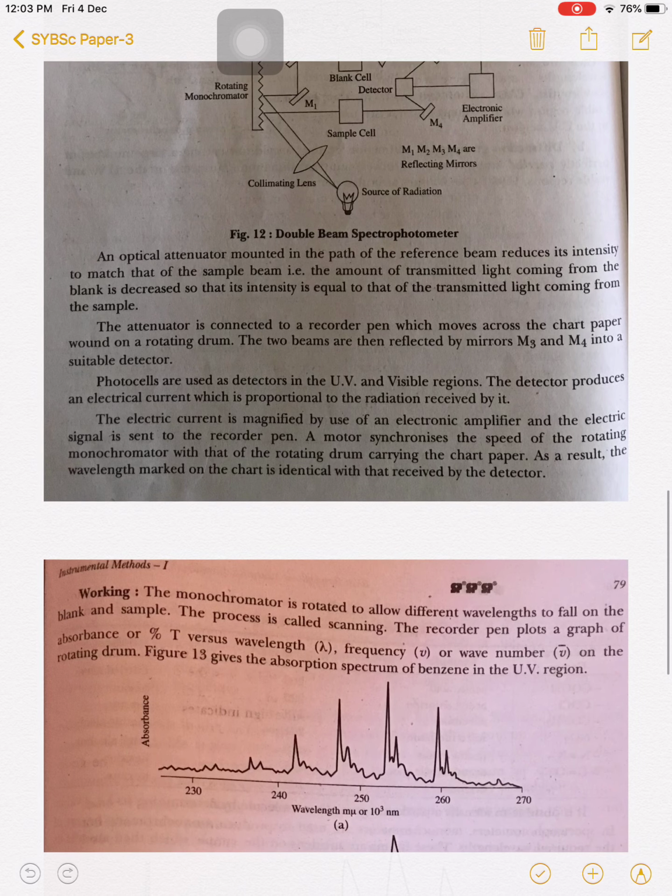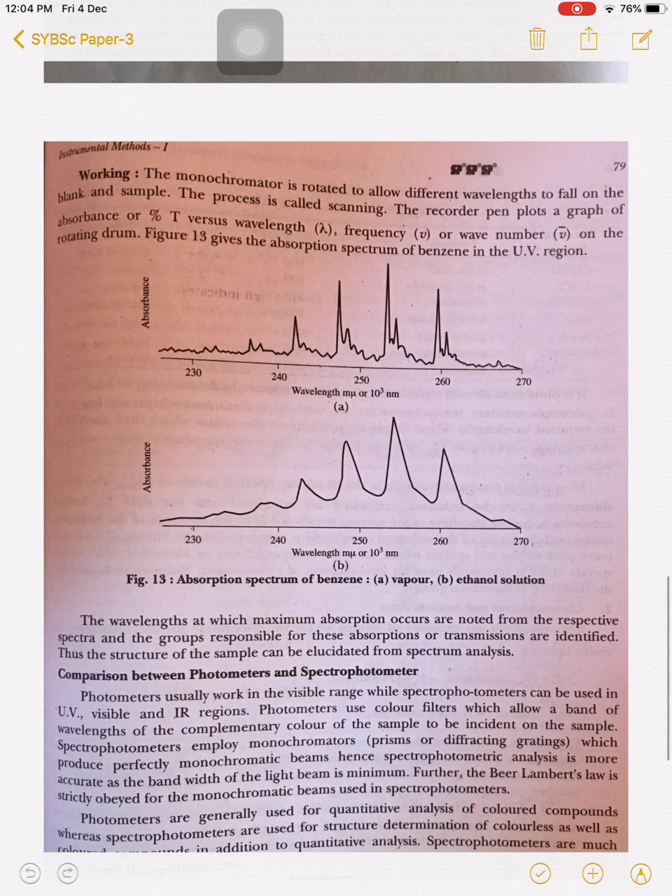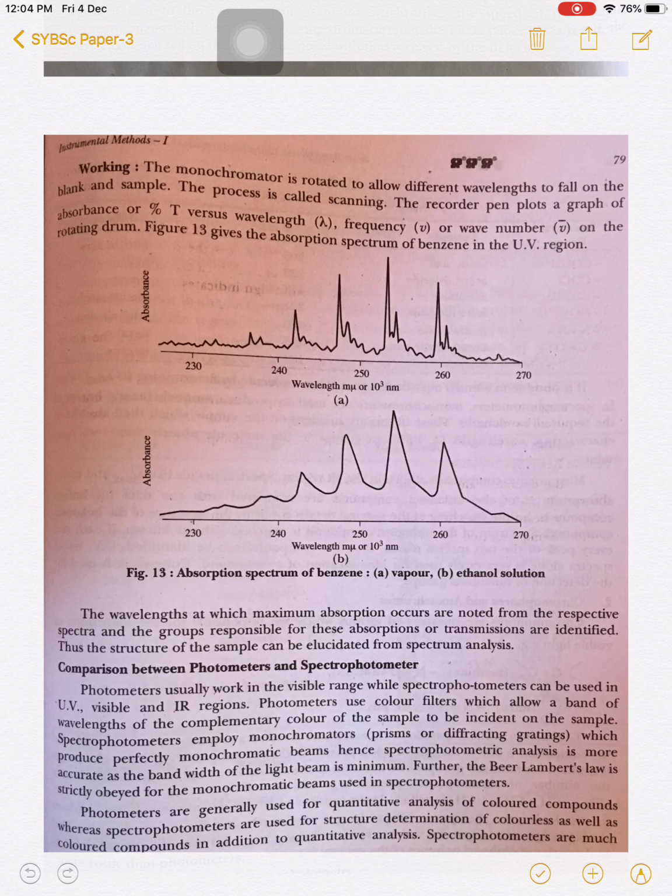So this is what the instrumentation part. Now comes the last point, the working of this double beam spectrophotometer. See here, the monochromator is rotated to allow different wavelengths to fall on the blank and sample solution. This process is called scanning. In scanning, we rotate the monochromator, and by rotating it, light of different wavelengths falls one by one on the blank and sample.